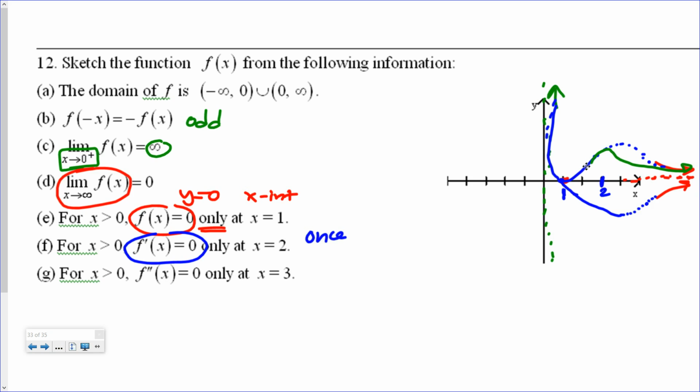If it were a horizontal tangent line, it would go like this, come over, and go up, right? Well, actually come over, up, and then it would come back down. Everybody good with that? Okay.